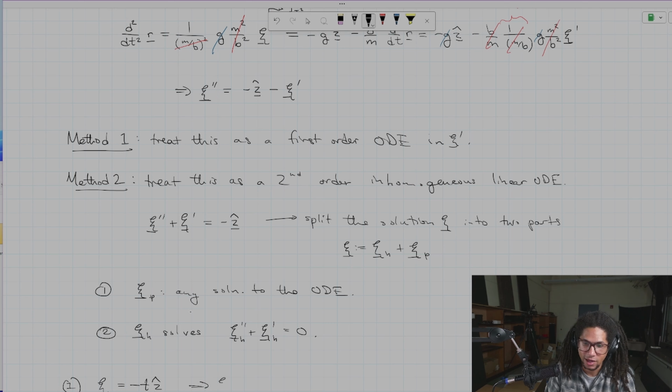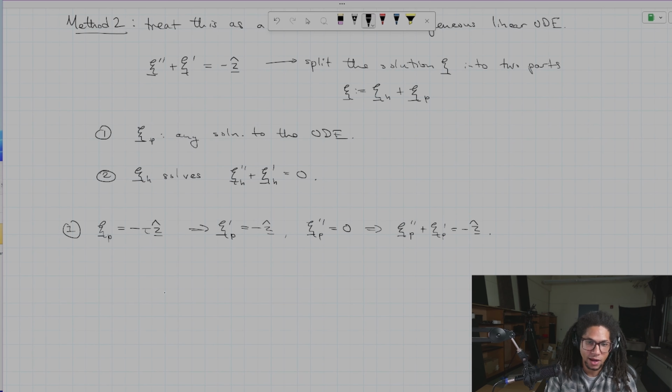Then that would give me that C_P prime is equal to minus z hat, and not t, of course, tau. Sorry about that. So this gives me that C_P prime is equal to minus z hat, and C_P double prime is equal to 0. So this works. I do, in fact, get that C_P double prime plus C_P prime is equal to minus z hat. Great. So I have my particular solution.